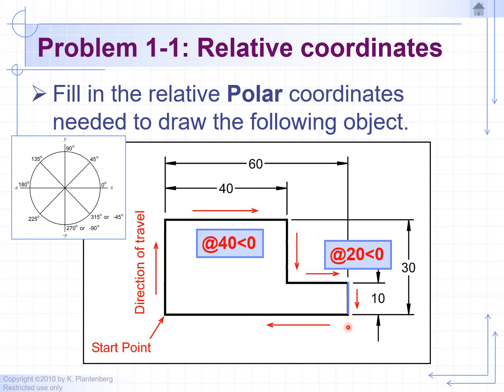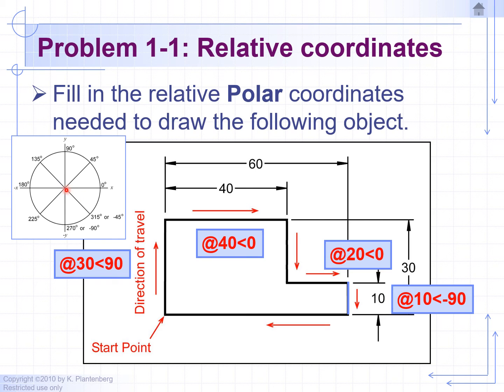The next line has a length of 10. So again, using relative polar coordinates, we're going to type in @, length of 10, and to get the angle symbol, the less than symbol, we're going to type in Shift, comma, minus 90 degrees.